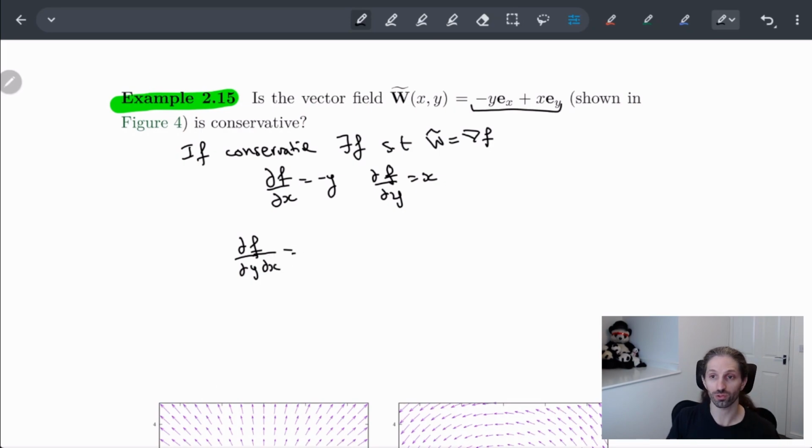So if I do d f dy dx, here I'm going to do the other one: first I do x and then I do y. This gives me minus 1. I'll put the minus 1 on the right-hand side. Minus 1 is equal to this. Here, this should equal the opposite, so I should be able to switch these around. Well, this is just a 1. And this is the problem, because minus 1 does not equal 1. And so this is not conservative.